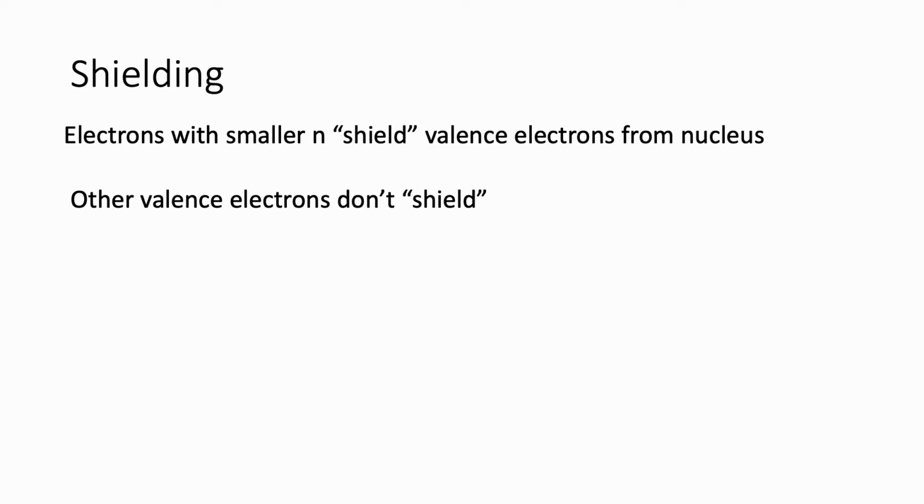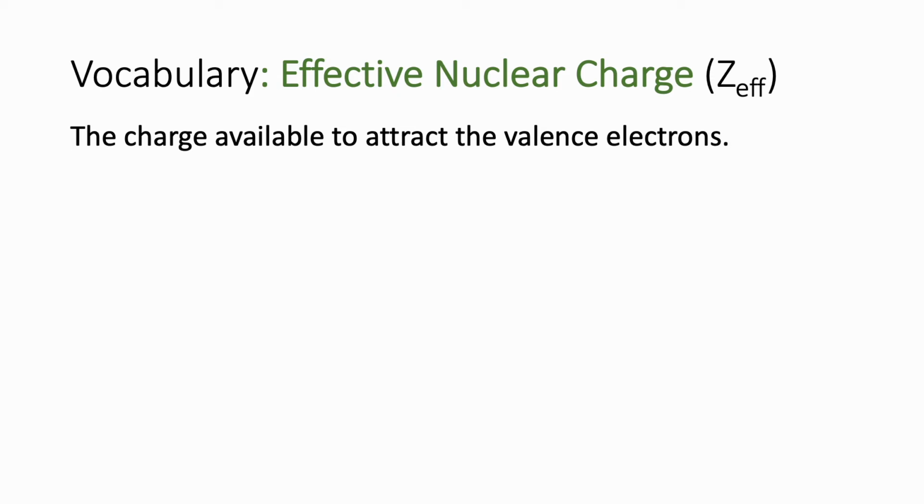Other valence electrons don't shield that valence electron from the nucleus because they are not between the valence electron and the nucleus. So now I'm going to introduce a quantity that we call effective nuclear charge, abbreviated Z effective, Z sub EFF, which is the charge that the valence electrons actually feel attracting them to the nucleus.